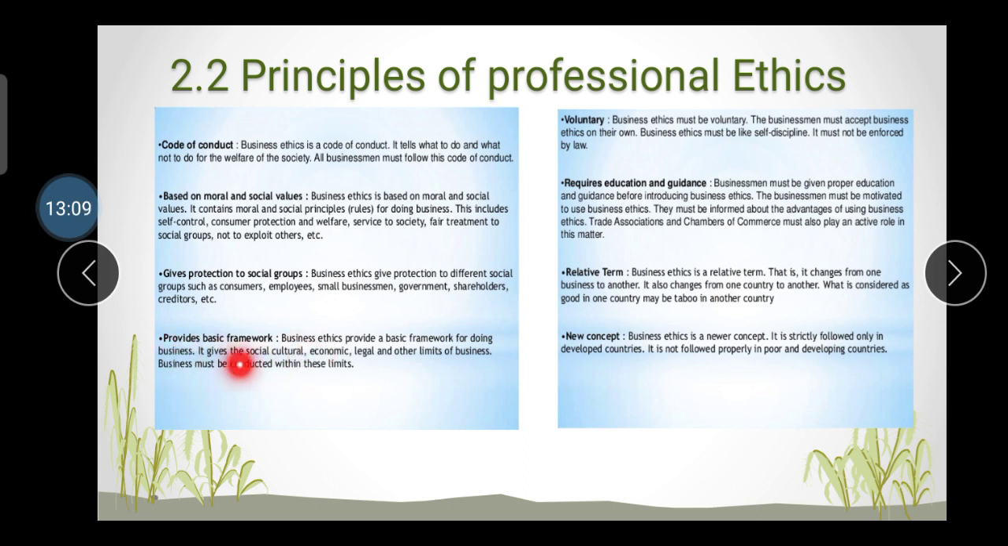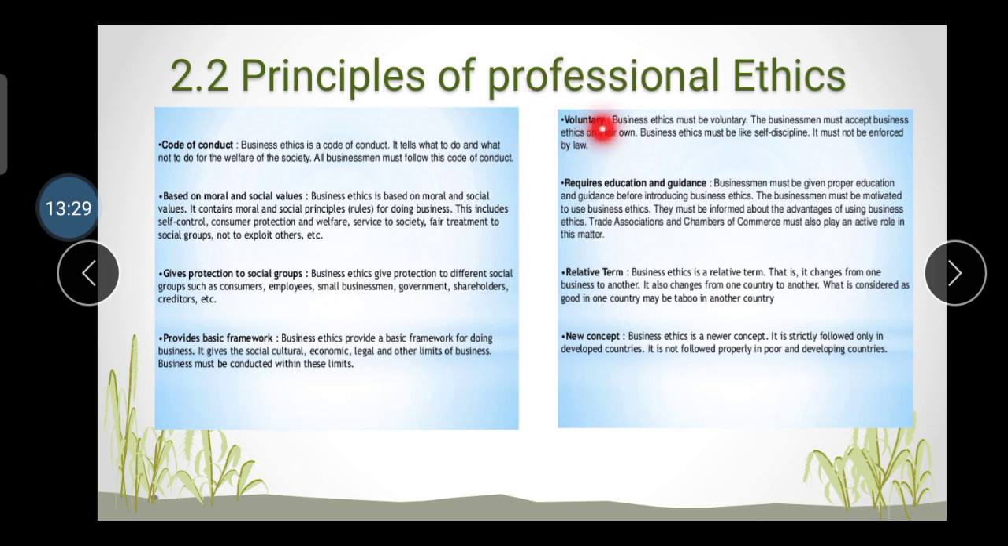Then provide the basic framework. Business ethics provides the basic framework for doing business. It gives the social, cultural, economic, legal and other limits for the business. So business must be conducted within the limits. Whatever limit you have been given, you should work according to your limits.